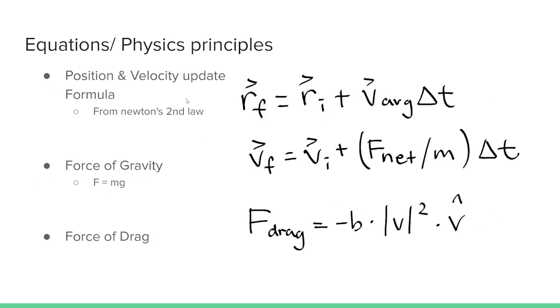Alright, so equations and physics principles used. So we have the position and velocity update formulas from Newton's second law, which is here, where the position plus the average velocity times the time is equal to the final position, and the initial velocity plus the net force divided by mass times time is equal to the final velocity. And the force of drag, which is negative b times v squared times v hat, which is equal to the force of drag.